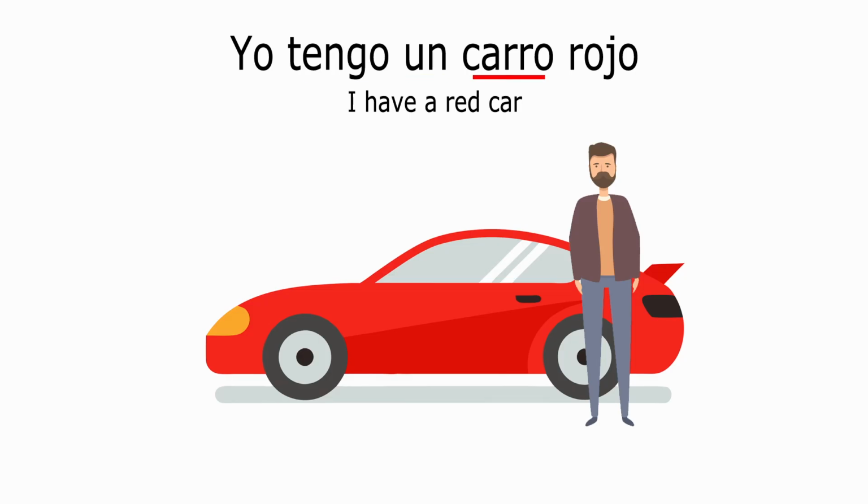Yo tengo un carro rojo. I have a red car. In this example, we're using the subject pronoun yo, so the verb tener changes to tengo, which means I have. The word for a car in Spanish is un carro. The noun carro ends in o, which is a common masculine ending in Spanish. Since carro is masculine, we also use the masculine form of the color, which is rojo. So the full sentence would be, Yo tengo un carro rojo. I have a red car.